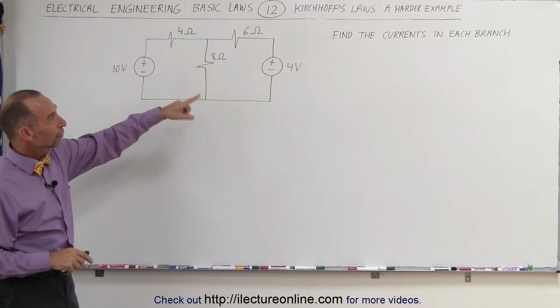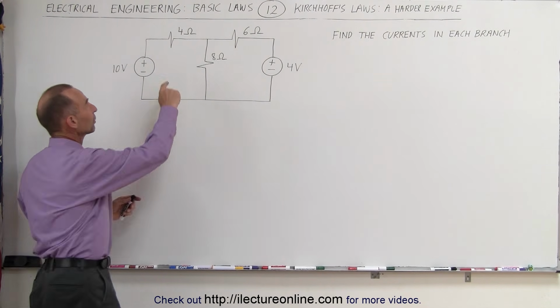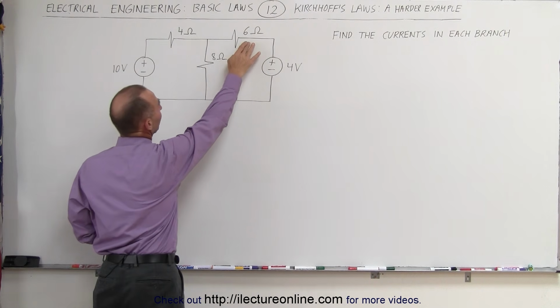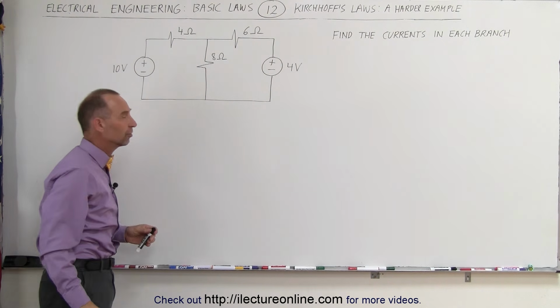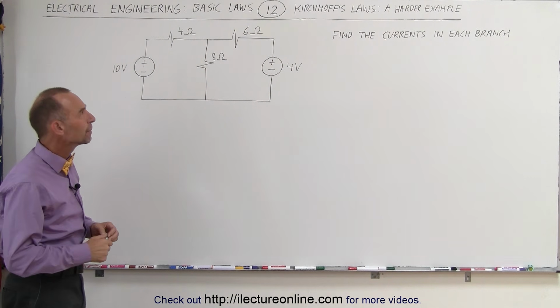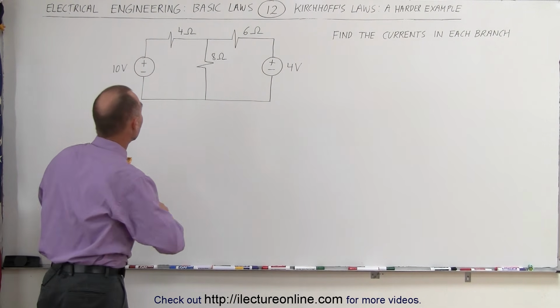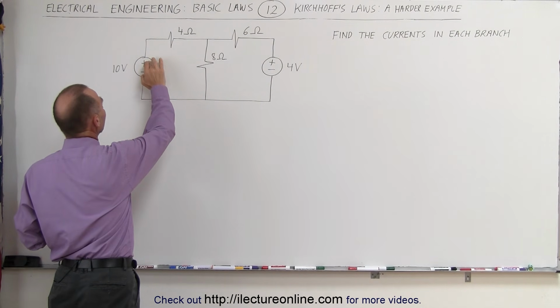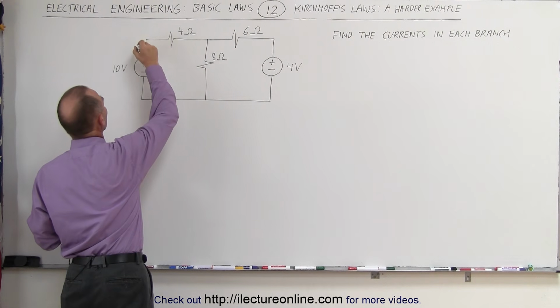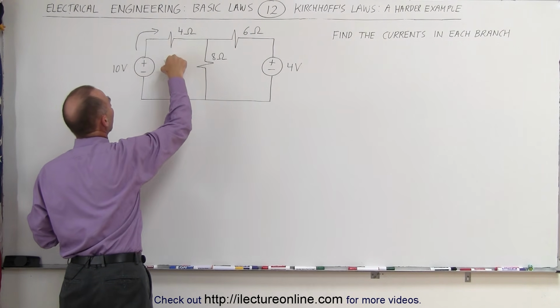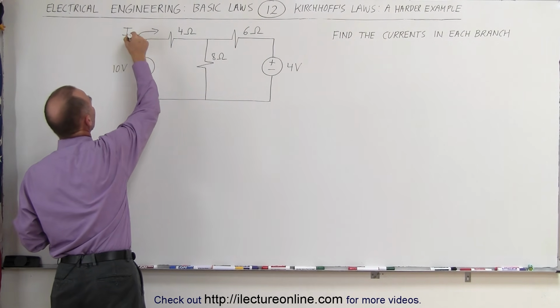We're supposed to find the currents in each of the branches. We want to find the current through the 4 ohm resistor, through the 6 ohm resistor, and through the 8 ohm resistor. How do we do that? Well, we start out by assuming a direction in each of the branches. Since the positive end of the battery is on this side, I'm going to assume that the current flows in this direction through this branch, and I'll call this I1.